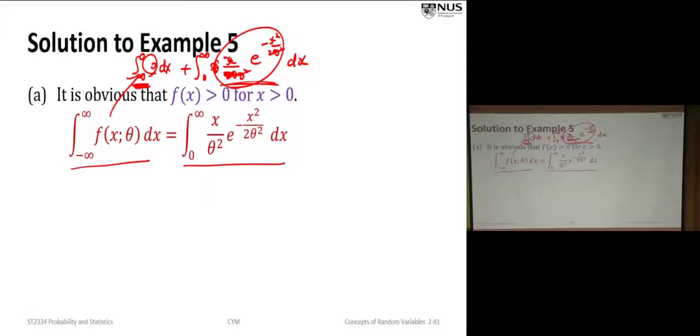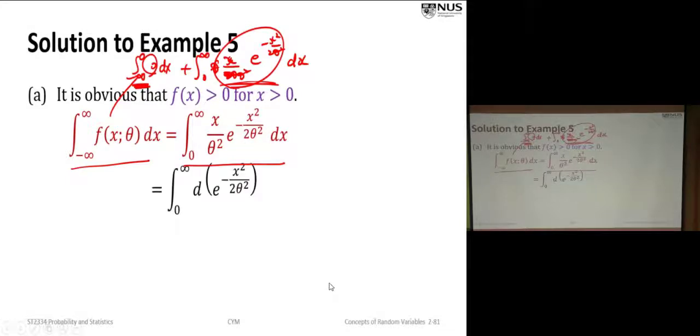The one on the left can be broken down into two parts: integrate from minus infinity to 0, and the other from 0 to infinity. Why do we have to do that? Because the PDF has a different form over these two regions.